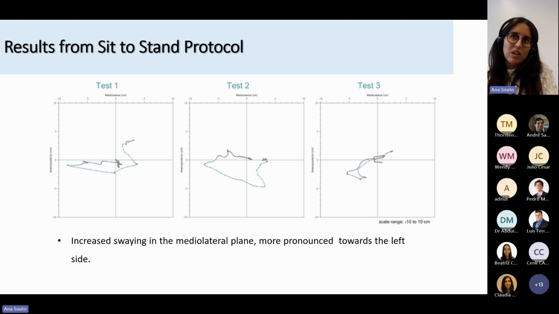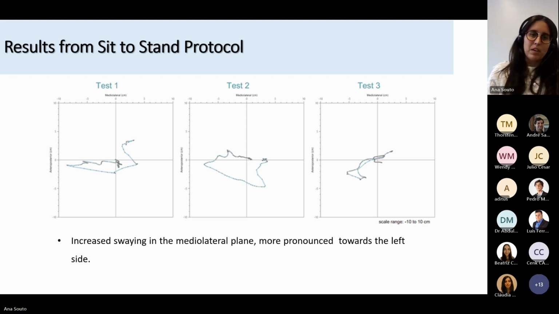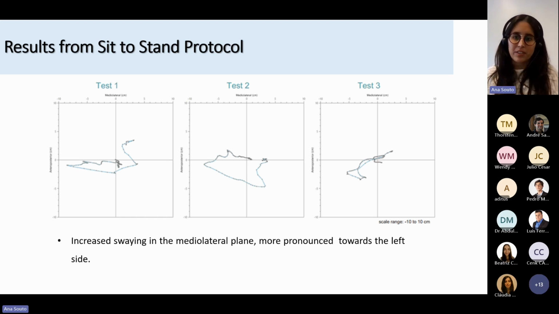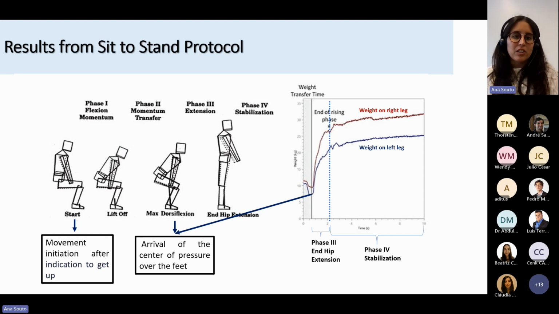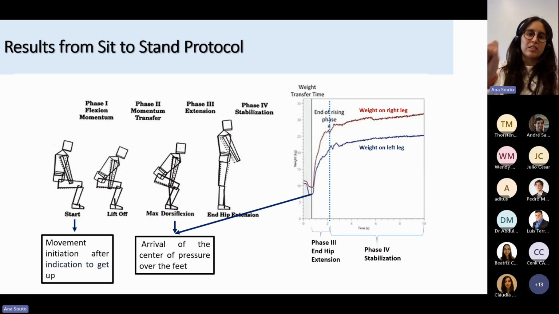So we already saw that the patient had more movement towards the left side and almost no movement to the right. And here you can see that the patient is showing body sway on the medial lateral plane and towards the left side. So, a pattern. Okay, let's first analyze the movement and try to understand how to read the graphic. So the movement starts after the software indicates the patient to get up.